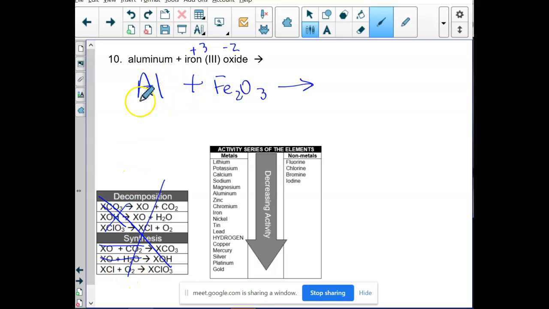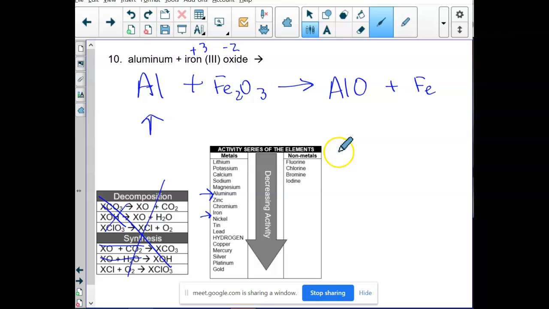Now I'm going to look here. Okay, can aluminum replace iron? Aluminum's the one that's alone, wanting one of the dances. Aluminum is here, and iron is down here. So aluminum wins because it's more reactive, or in what I've been saying, it's higher, more powerful. So aluminum goes with oxygen, and iron is left by itself.